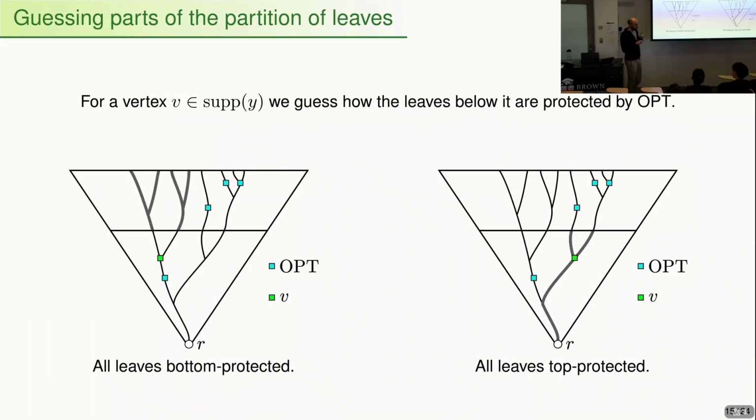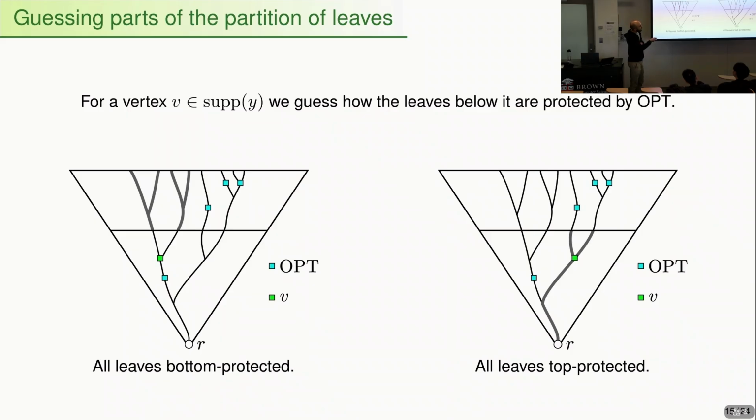And for this, the following observation is important to do this efficiently. Let us consider some support vertex and some fractional solution. What we would like to guess in our enumeration approach is how the leaves are protected by the optimum solution. Essentially, there are different kinds of situations that can occur. First, we have the one here on the left-hand side, where all the leaves in the subtree rooted at this vertex are protected by an opt vertex on the bottom levels. So this is bottom protected.